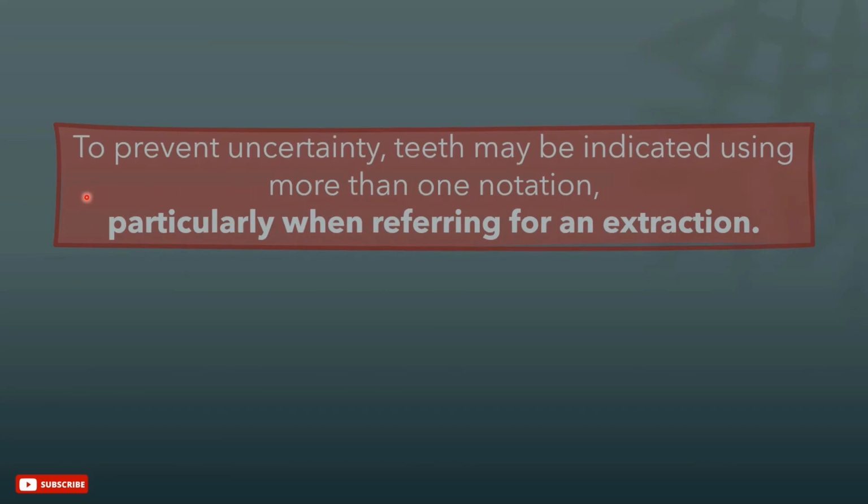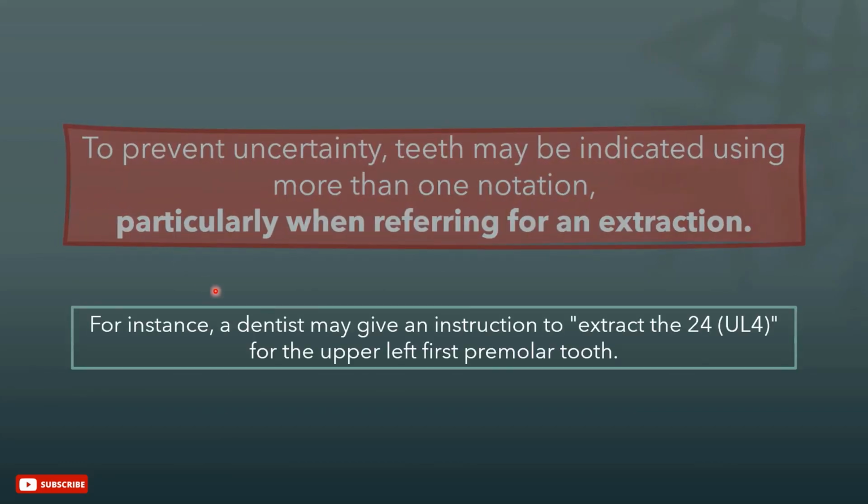So, to prevent ambiguity, if you're referring a patient to extract the upper left first premolar tooth, you can designate it using the ISO or the FDI system as tooth 2, 4, 2 for the upper left quadrant and 4 for the premolar, first premolar, or using the UL4 indicating the upper left fourth tooth, which is the first premolar, in the alphanumeric system. In that way, you'll make sure that if the referred to dentist is not familiar with one or another, that information will be referred correctly.